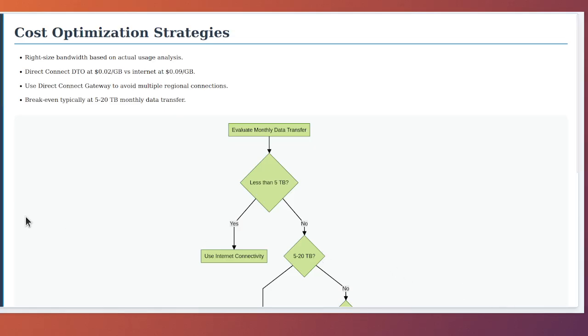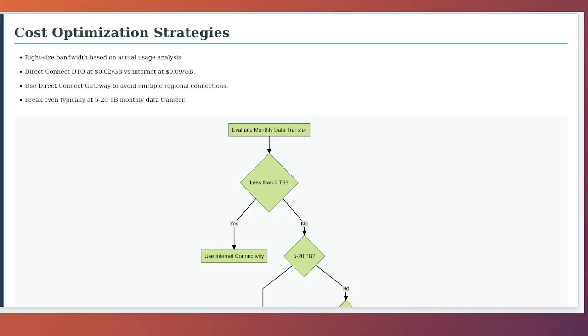Cost optimization strategies. Managing costs effectively is crucial when deploying Direct Connect, as the service involves recurring charges and potentially significant data transfer volumes. Let me walk through strategies to optimize your Direct Connect costs without sacrificing performance or reliability. The first strategy is right-sizing your connection bandwidth.